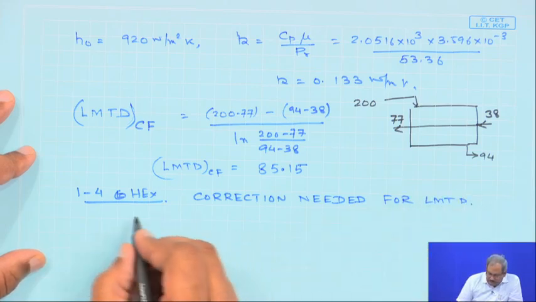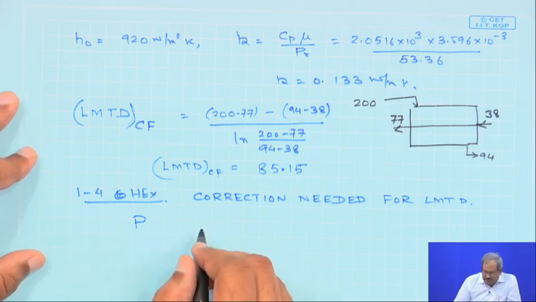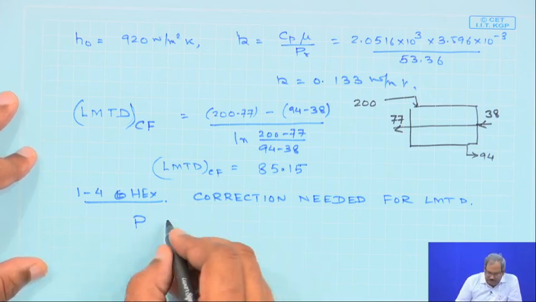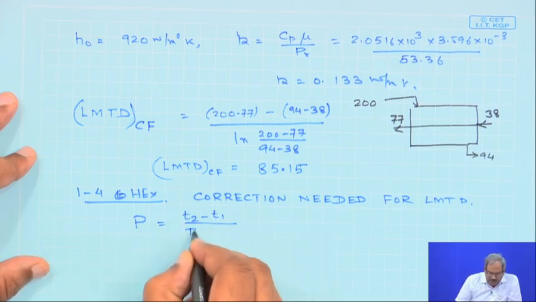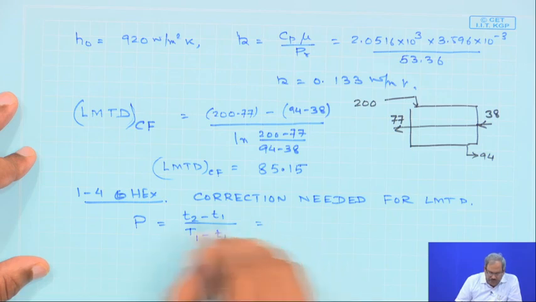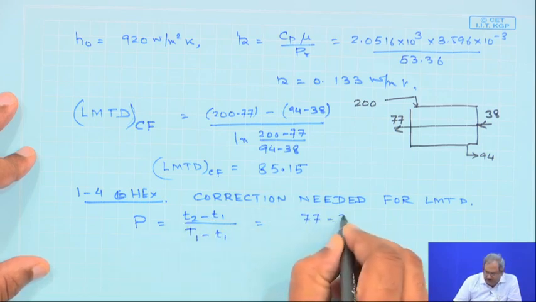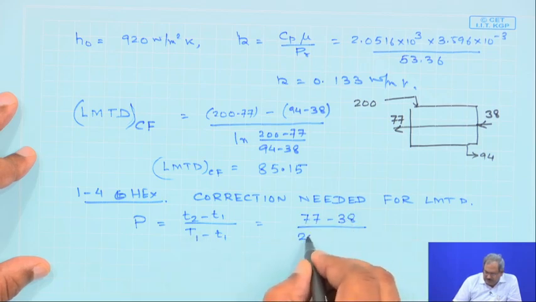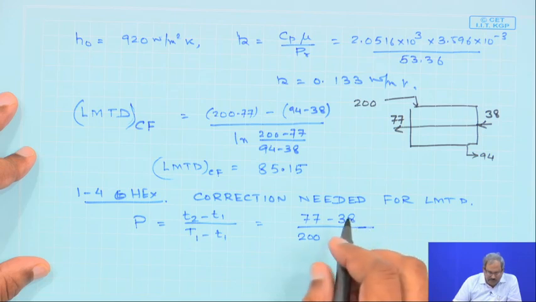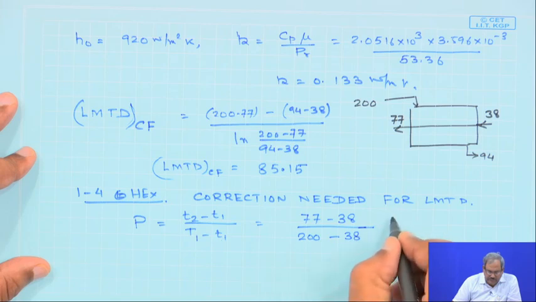In order to use the results which are available in your text in the form of figures, you need to calculate P, which is T2 minus T1 by T1 minus t1. So, T2 minus T1 is that of the cold fluid, which is coming at 38 and leaving at 77, and this T1 is the hot fluid which is entering, and this is the cold fluid which is entering. So, this would be about 0.24.